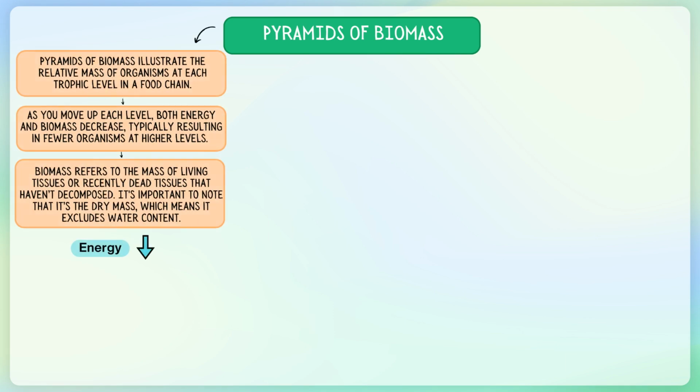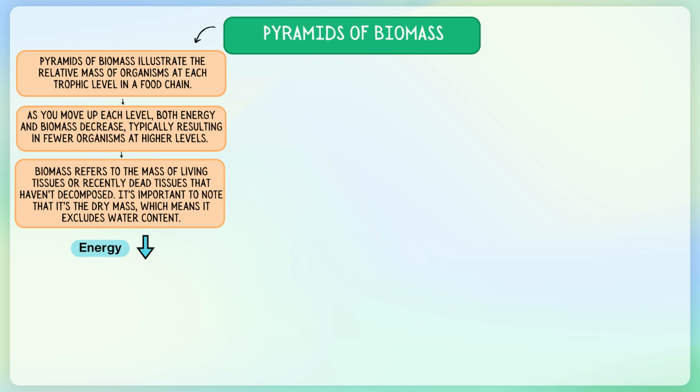We started by defining a pyramid of biomass and distinguishing it from pyramids of numbers and energy. A pyramid of biomass represents the total mass of living material at each trophic level in an ecosystem, typically showing a decrease in biomass as one moves up from producers to apex predators. Biomass is the mass of living tissues or recently dead tissues that haven't decomposed, excluding water.